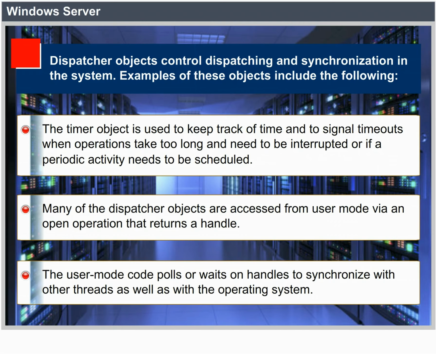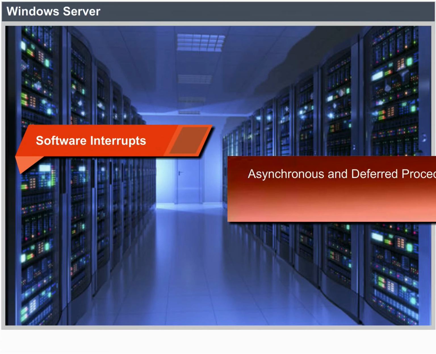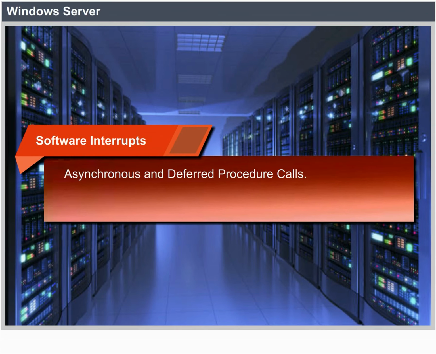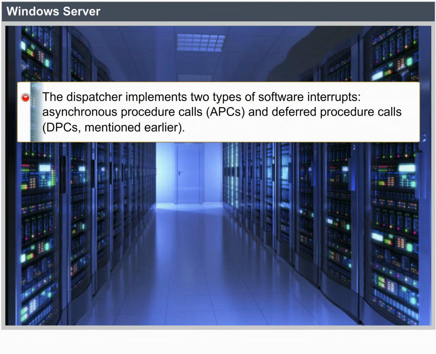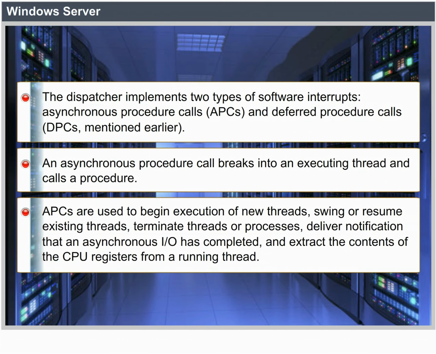Software interrupts. Asynchronous and deferred procedure calls. The dispatcher implements two types of software interrupts: asynchronous procedure calls, APCs, and deferred procedure calls, DPCs, mentioned earlier. An asynchronous procedure call breaks into an executing thread and calls a procedure. APCs are used to begin execution of new threads, suspend or resume existing threads, terminate threads or processes, deliver notification that an asynchronous I/O has completed, and extract the contents of the CPU registers from a running thread.